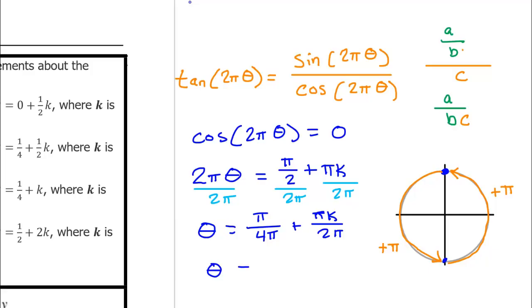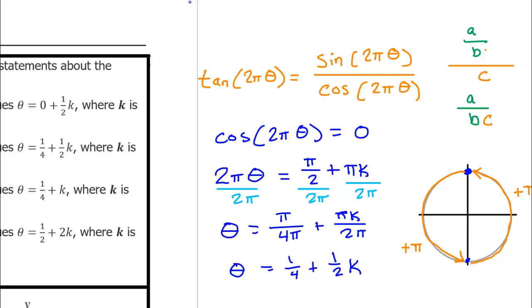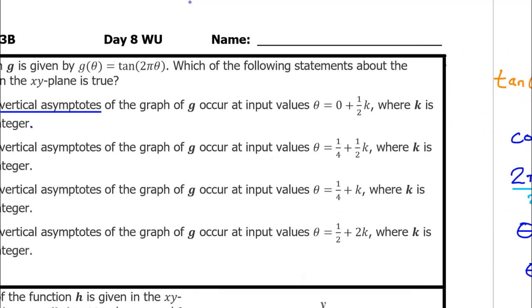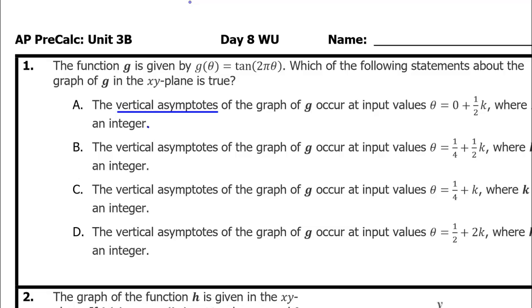So we have theta is equal to 1/4, and these pi's cancel each other out, so I have k over 2, or I could write 1/2 k, where k is any integer. So I'm going to keep this on the screen. We are looking for 1/4 plus 1/2 k. And there it is. So the answer is B.